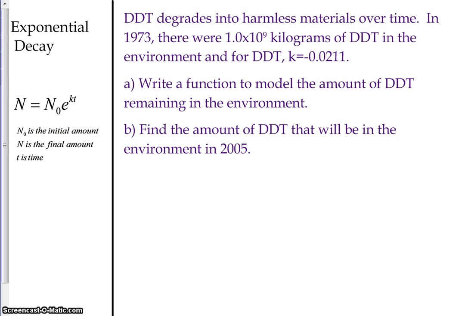So in 1973, they started with 1 times 10⁹ kilograms of DDT in the environment. And for this DDT, K equals negative 0.0211. And notice how K is negative, so it does decay. So first they say, okay, write the function to model the amount of DDT remaining in the environment. So we're going to call this the amount remaining.